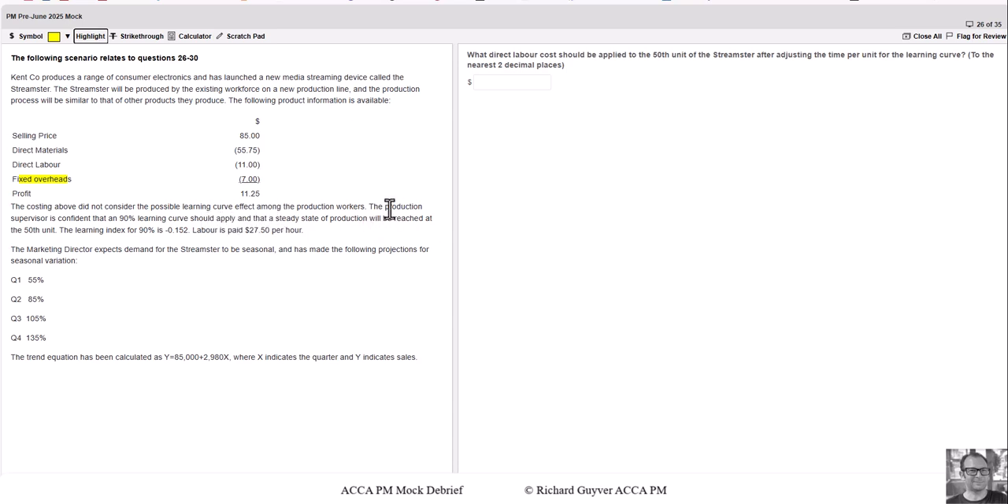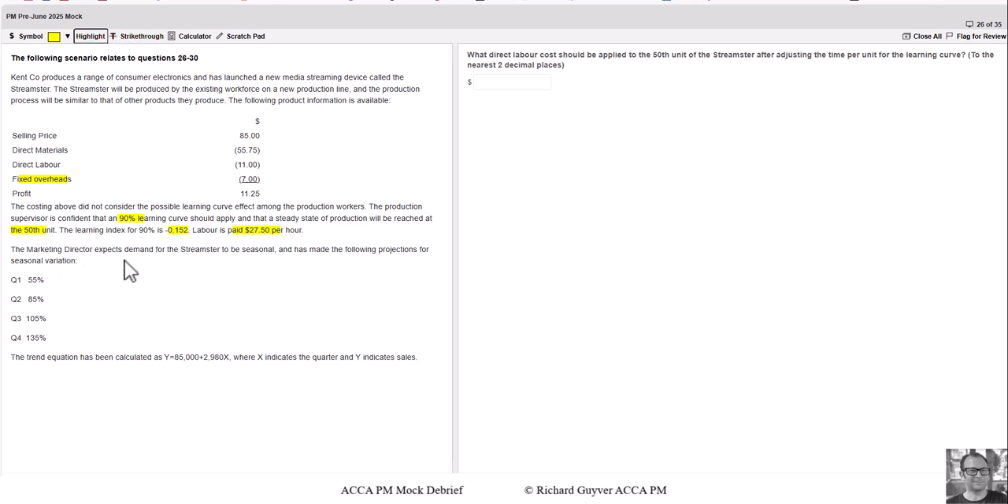Kent Co has not considered the possible learning curve effect among the production workers. The production supervisor is confident that a 90% learning curve should apply and that a steady state of production will be reached at the 50th unit. That means when we hit 50 units, the learning curve stops. So the 50th, the 51st, 52nd, etc. will all take the same length of time as the 50th. It's given us the learning index of 0.152, and labour paid at £27.50 per hour.